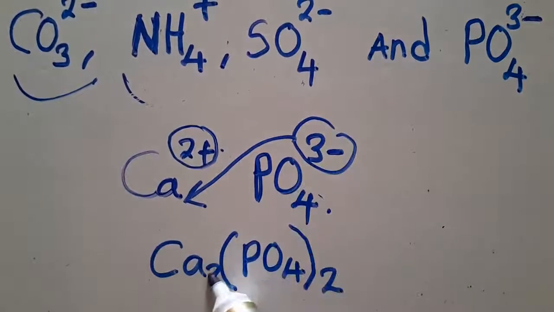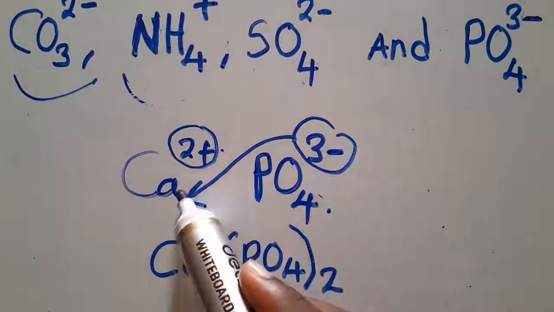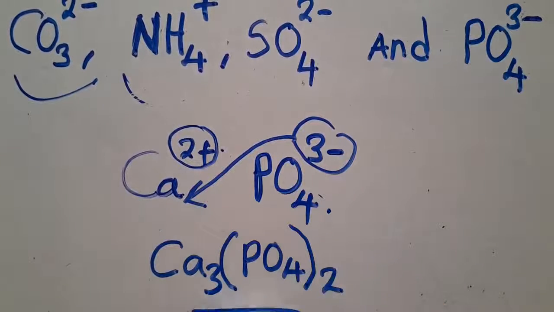Then this 3 there like that. Have you seen? The 3 comes there. The 2 comes there. So this is what? Calcium phosphate. So if you want to write calcium phosphate, this is the correct formula for calcium phosphate. Have you seen the way in which I've written down this? This is the correct formula for calcium phosphate.